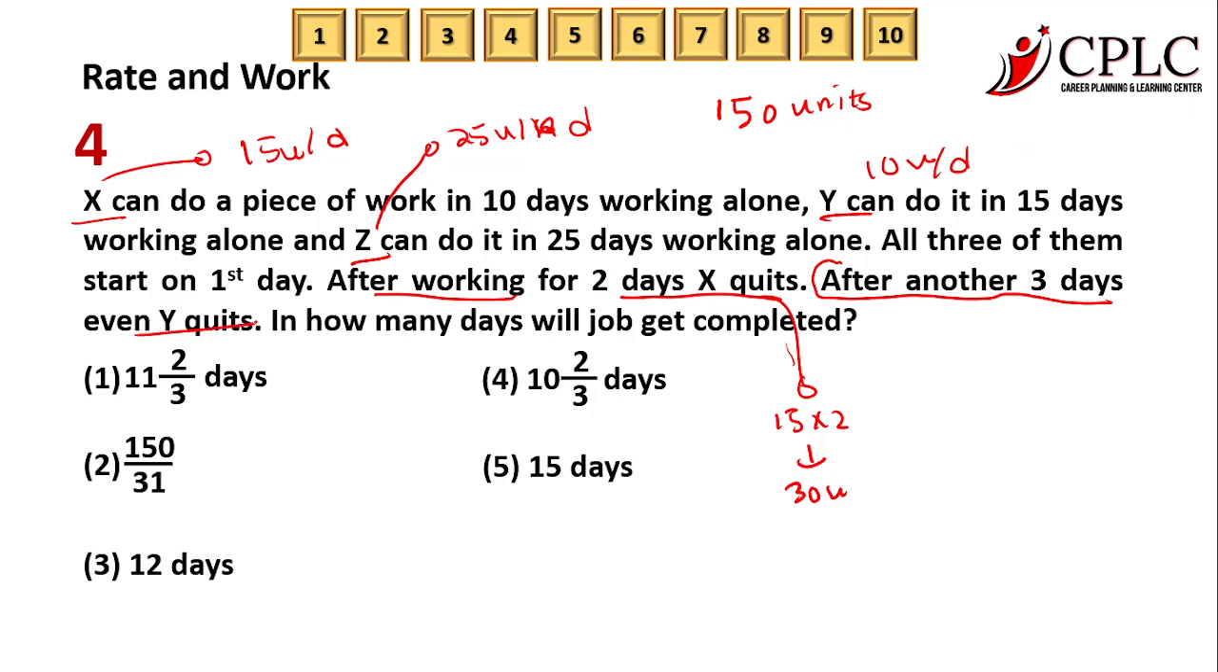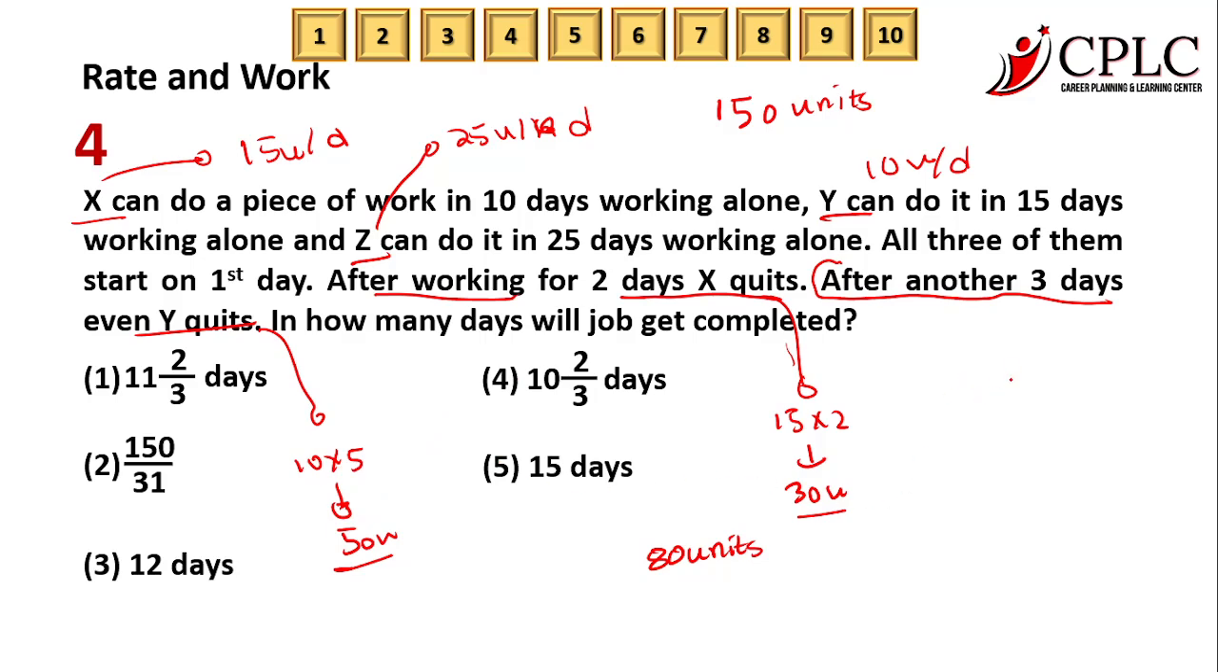So Y has also quit. So Y is working for 5 days. Y ka efficiency was 10 unit. In 5 days he will be doing 50 units of work before going off. So we can say that X and Y both have completed 80 units of work before leaving the job. X has done 30 units, 15 units per day के हिसाब से for 2 days. Y has done 50 units, 10 units per day के हिसाब से 5 days.